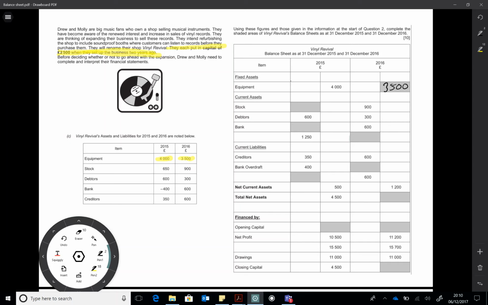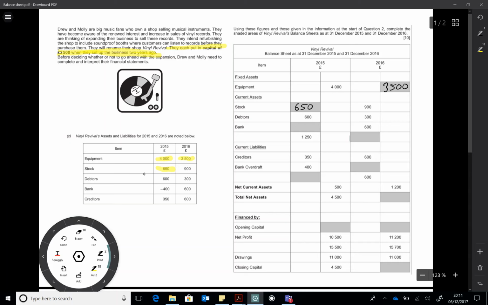Our second mark in this example comes from our current assets, and our current assets are things that we own for 12 months or less, which can be stock, it can be a debtor, or it can be money in the bank. In this example, we go back to our table and we see that our stock in 2015 is £650, so we bring that across to get our second mark. Nice and easy so far.